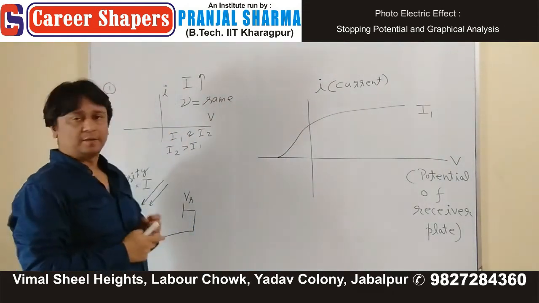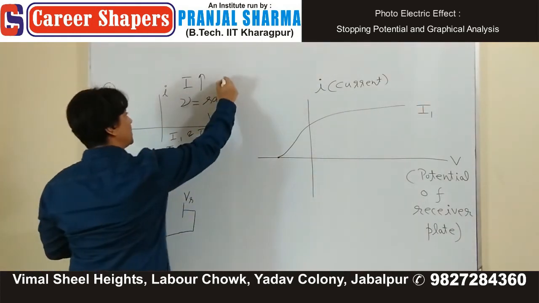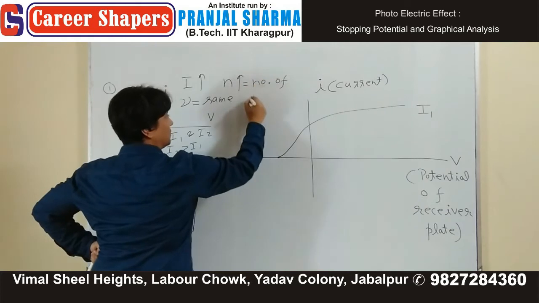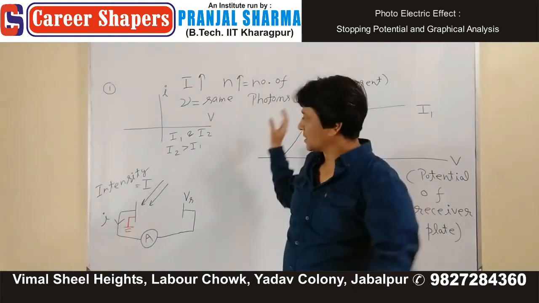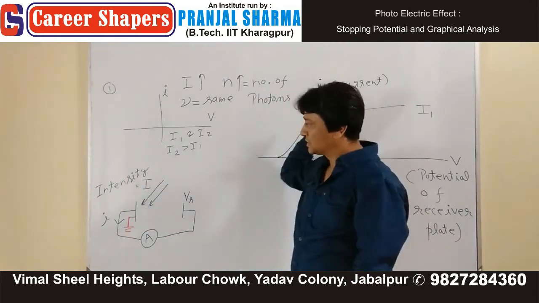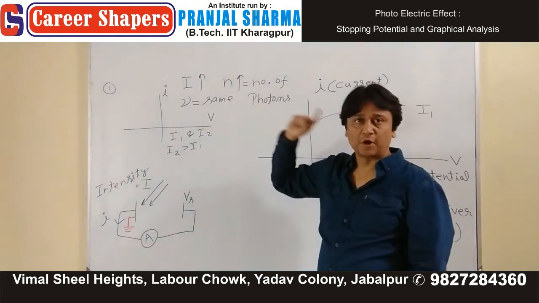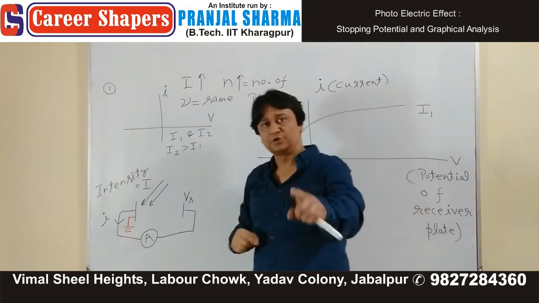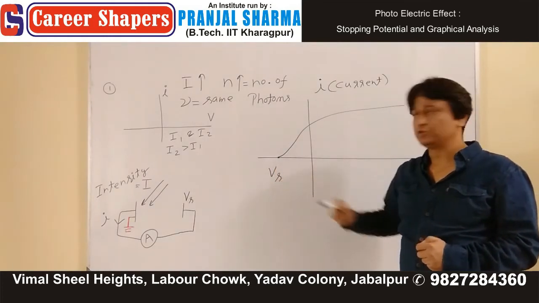We are keeping frequency same and we are increasing what? Intensity. If you are increasing intensity, that means you are increasing N. N means number of photons. So let's say 1 billion photons are coming and 100 electrons come out. If you are now sending 2 billion photons of green color, you're not changing the frequency, but you are increasing the number and therefore intensity is increasing. But since you're not changing frequency, your Vs point is not going to change.